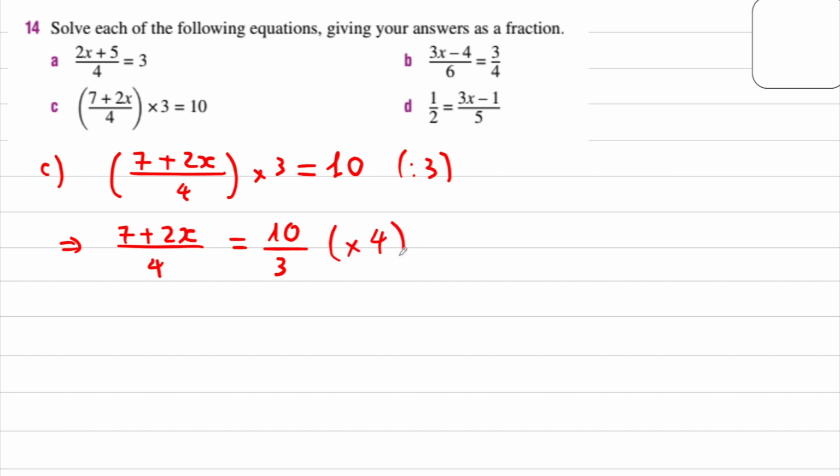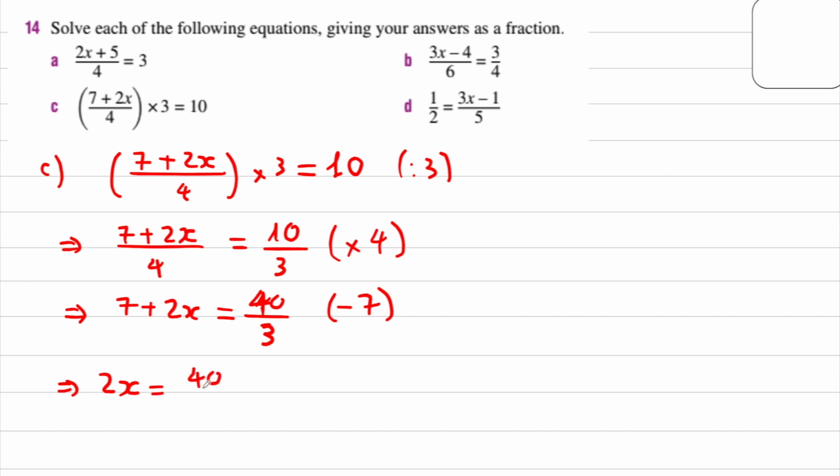After that, multiply by 4. Multiply both sides by 4. This side becomes 7 plus 2x. And here is 40 over 3. After that, we take minus 7.